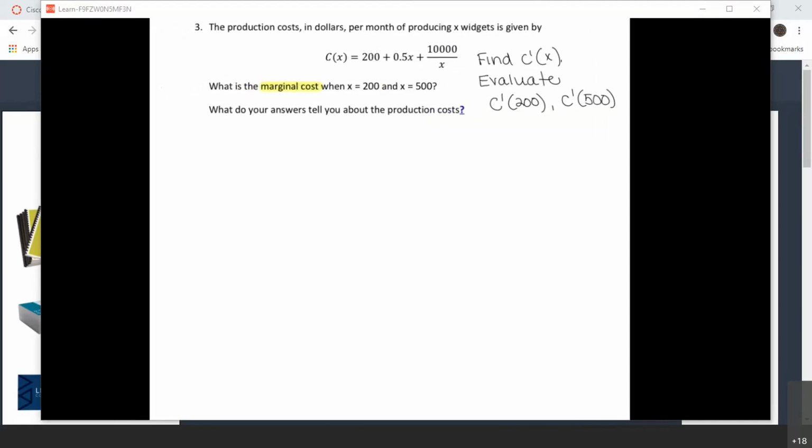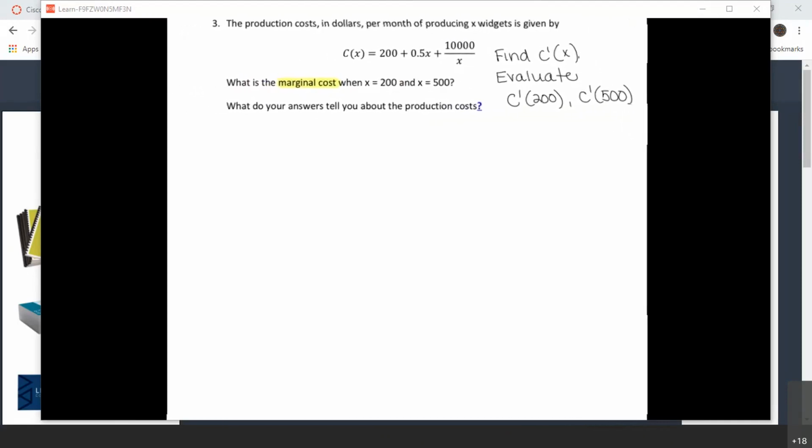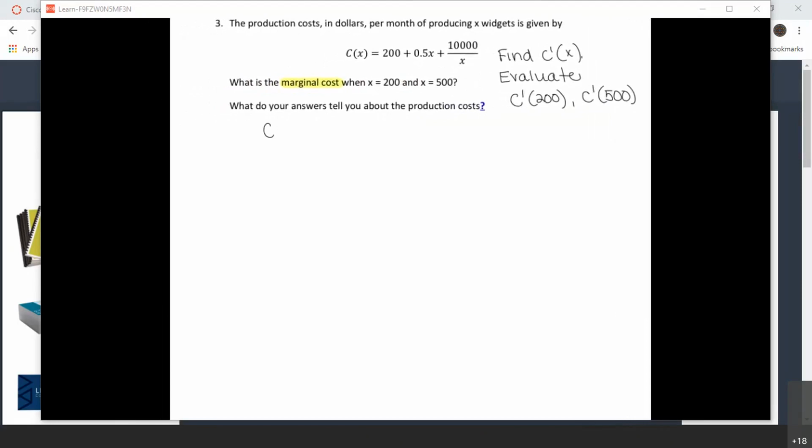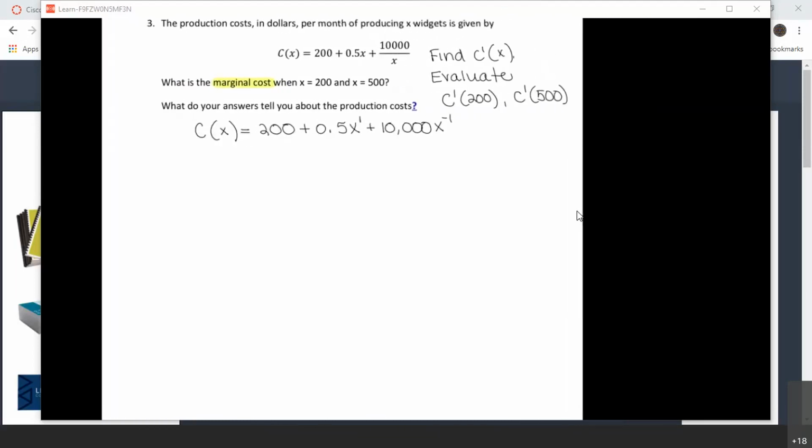What you might not be comfortable with is taking the derivative, although this is not that weird of an equation. Let's do a little bit of algebra on it first, so we make it a little bit easier to deal with. Nothing I can do with 200, it's a constant. 0.05x to the first, you know that. And I'm going to rewrite this last term as 10,000 x to the minus 1. Why am I doing that? I'm using a rule of exponents that says 1 over x can be written as x to the minus 1.